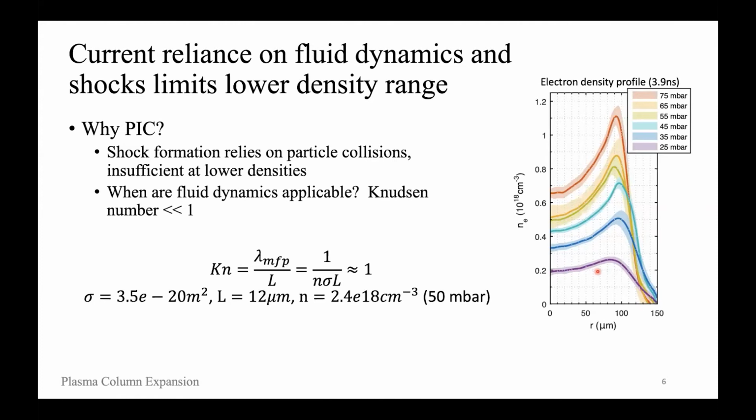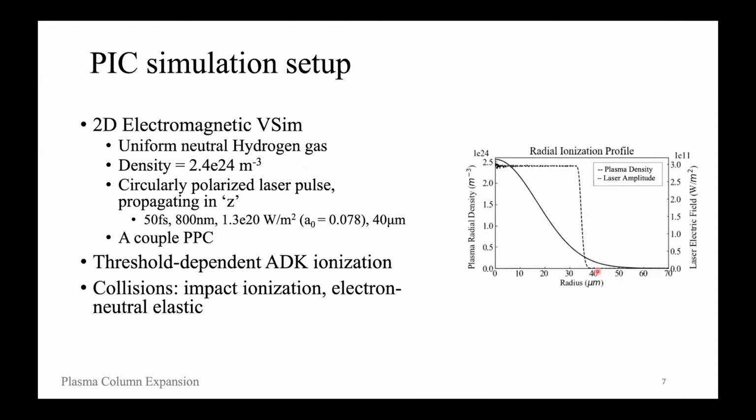So what does my PIC simulation for this look like? I started off with 2D electromagnetic VSim. I put in a uniform neutral hydrogen gas, gave it a density that was similar to Chalou's work so that I could compare my results with his. And I sent in a circularly polarized laser pulse that propagates out of the page, so propagates in Z. And I tried to again replicate some of Chalou's conditions, but I did use a higher intensity. And for this simulation, I was able to get statistically significant particle ionization with only a couple particles per cell.